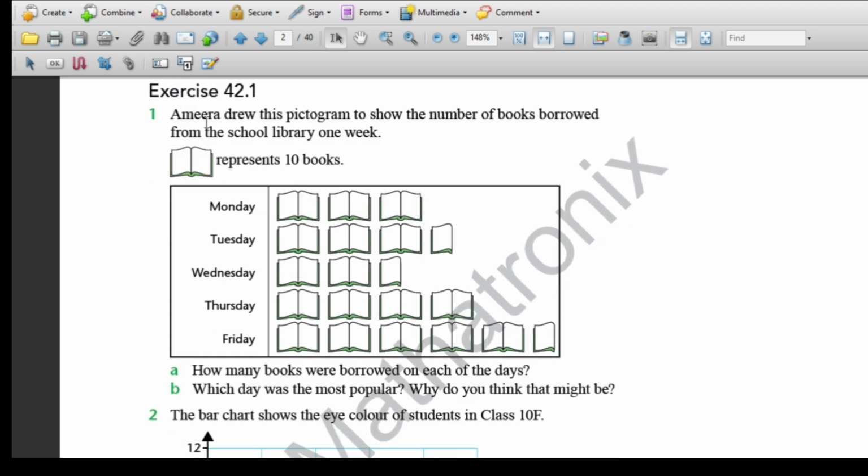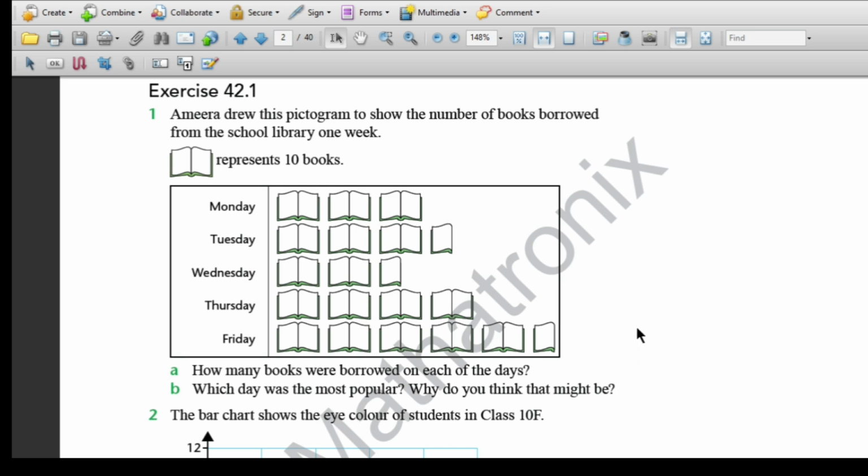Question number 1. Amira drew this pictogram to show the number of books borrowed from the school library in 1 week. One book symbol represents 10 books. On Monday there are 3 pictures, so there are 30 books. On Tuesday we have 3 complete pictures and a half book, so this is 30 plus 5, which is 35. On Wednesday this is 20 plus 5, which is 25. On Thursday 40, and on Friday it is 55.